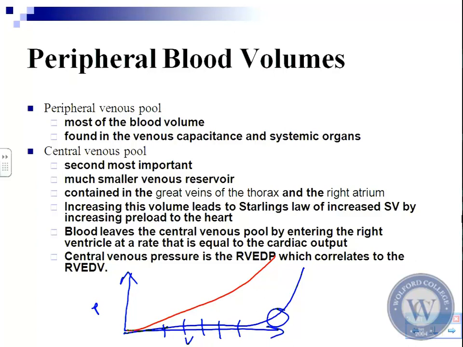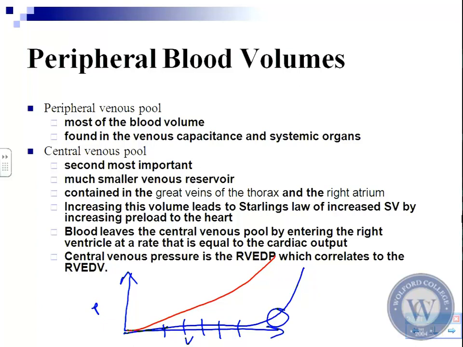So that's what I think you have to understand. It is a useful tool in a way, but if I really want to monitor volume changes, I really want to have my Swan in. And what are you measuring, really? Are you measuring the peripheral venous compartment? You're measuring the central compartment.